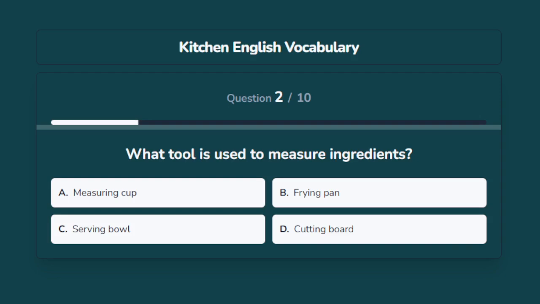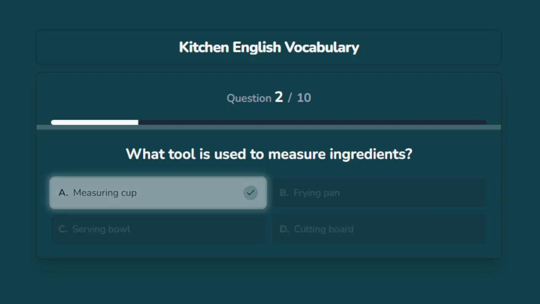What tool is used to measure ingredients? Options are A. Measuring cup, B. Frying pan, C. Serving bowl, D. Cutting board. The correct answer is measuring cup.